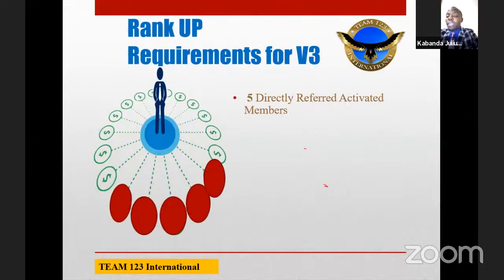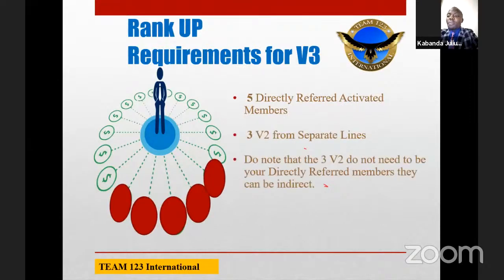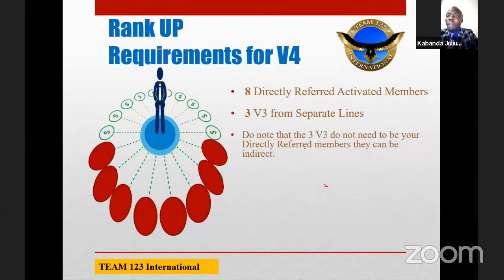For you to become a V3, ladies and gentlemen, on the 3, add on 2 to be 5. And after having 5, have 3 V2s in your team, who actually should not even be your directs. They can be from the people that you brought in the business, and have a total of 100 team members, and you'll be able to become a V3.